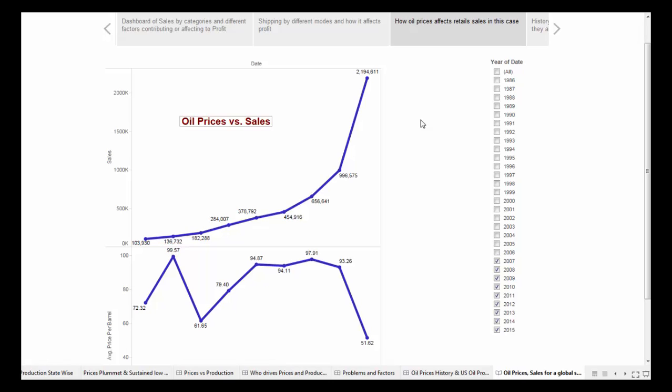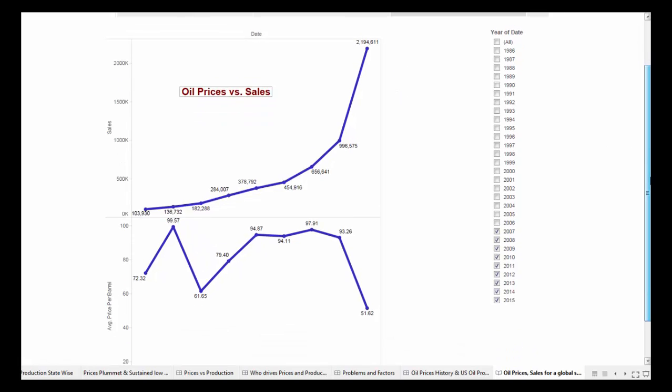Over here we are trying to analyze oil prices versus sales. We are trying to introduce our secondary data set. The secondary data set is of oil prices and different parameters related to oil, like oil prices per barrel, global oil production, OPEC oil production, and so on. So you can call this the central question of our analysis. We are trying to analyze how oil prices affect the sales.